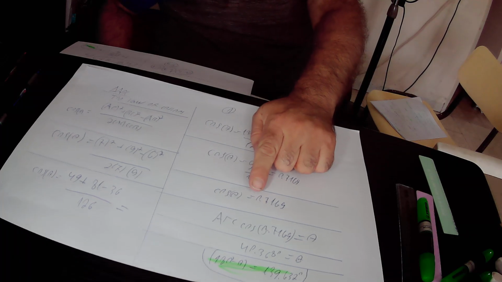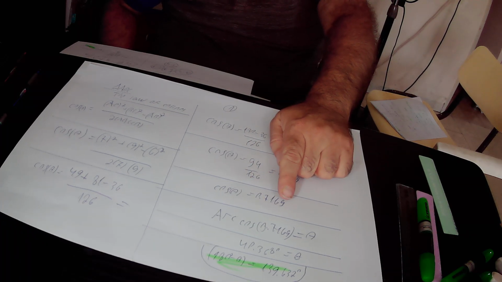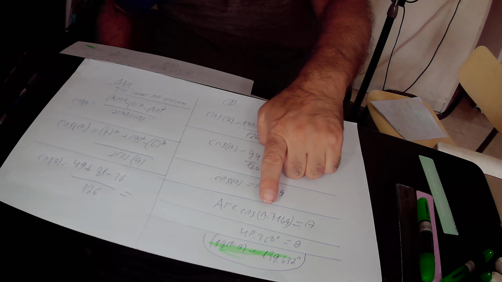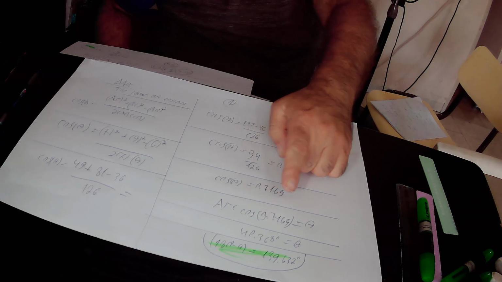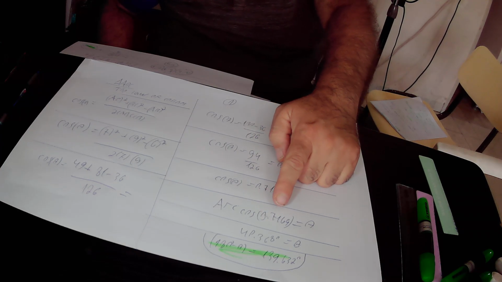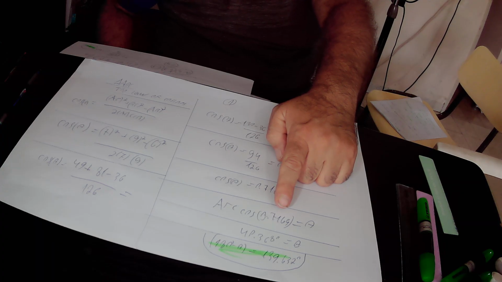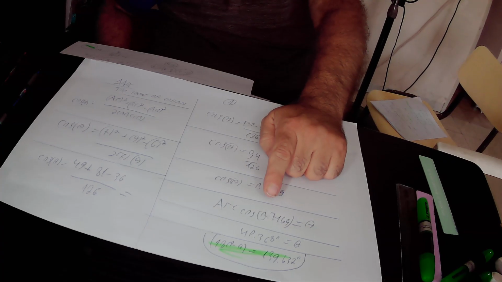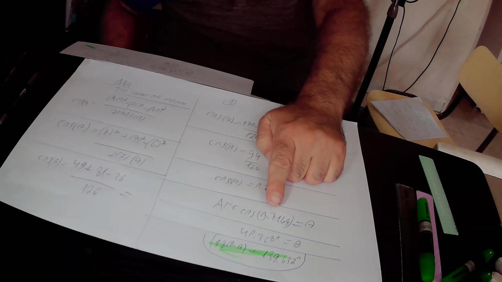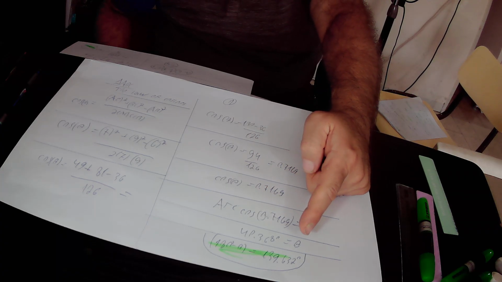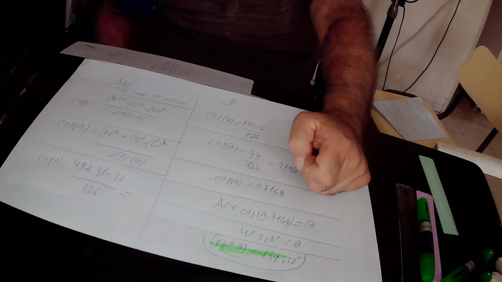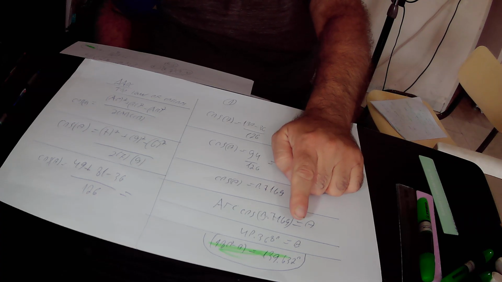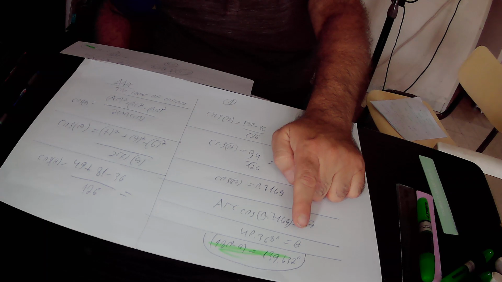Arccosine of 0.7169 equals 40.368 degrees in its size. So in total we found that angle theta equals 40.368 degrees. Therefore 180 degrees minus theta equals 180 degrees minus 40.368, that is 139.632 degrees in its size. Again, 180 degrees minus theta equals 139.632 degrees.